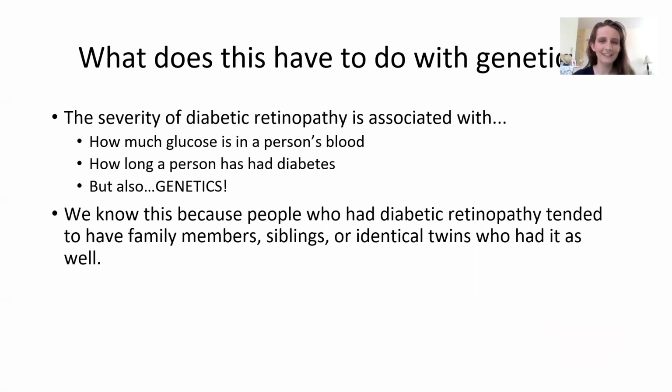So what does this have to do with genetics? Well, we can see that the severity of diabetic retinopathy is associated with how much glucose is in a person's blood, how long a person has had diabetes, but also genetics. And the reason we know this is because people who have had diabetic retinopathy tended to have family members, siblings, or identical twins who had it as well.